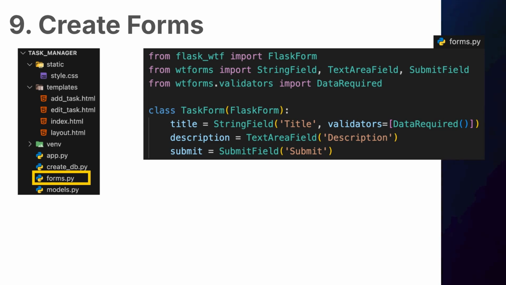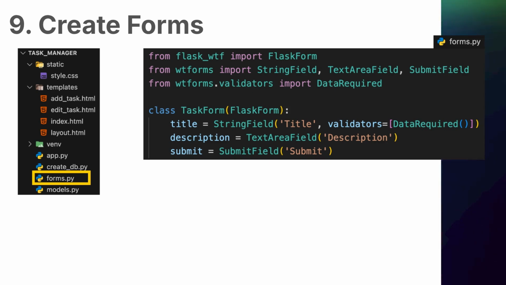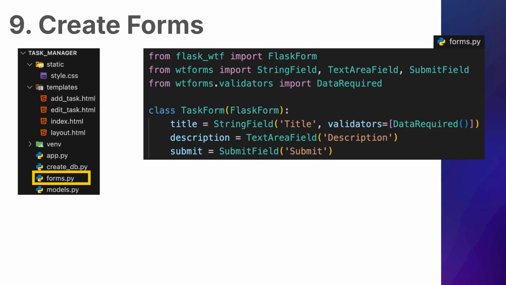Then create the TaskForm class based on the FlaskForm class. The title field is required. The user must enter something here. The description field is optional. They can add more details if needed. The submit button lets the user submit the form to save or update a task. Add task and edit task will handle this form later.